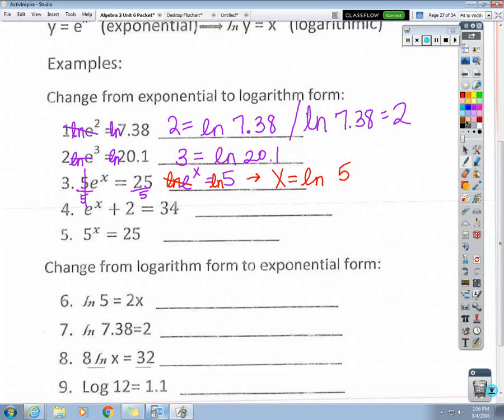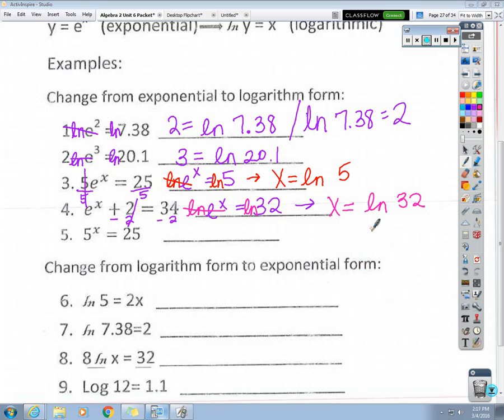Okay, number 4, what should I do? Subtract 2, and so you get E to the X equals 32, but now it's still in exponential form, so to change it over, wouldn't I take the natural log of both sides? And I end up with what equals what? X equals, because that all canceled out, leaving just the X by itself like we wanted.